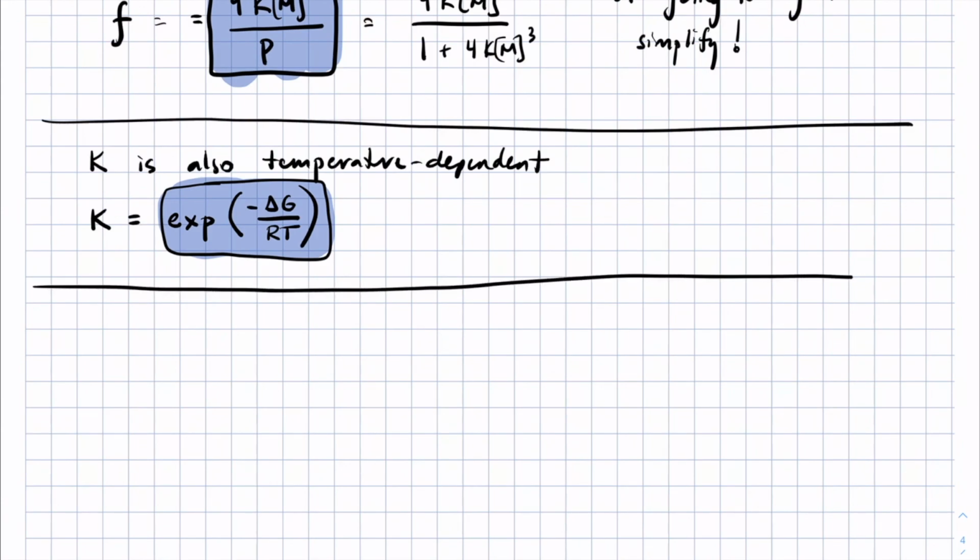And then finally, delta G is also temperature dependent. And again, it better be, or else K would not vary and fraction folded would not change, and we would not see that nice variable temperature CD sigmoidal transition.